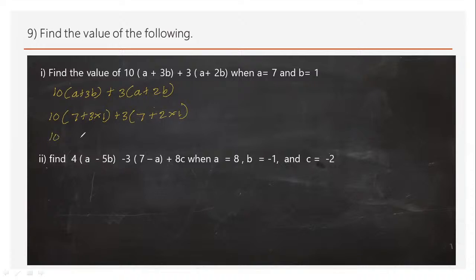10 times 7 plus 3, 10 times 10, plus 3 times 7 and 2, 9. Then 100 plus 27 here. What is the answer? The answer equals 127. Next question.